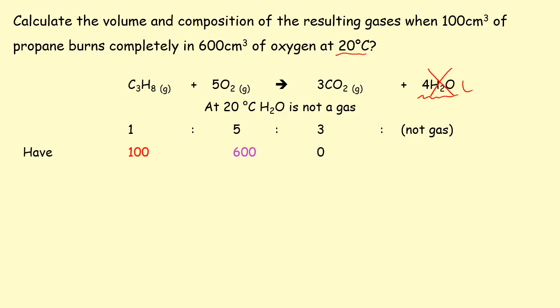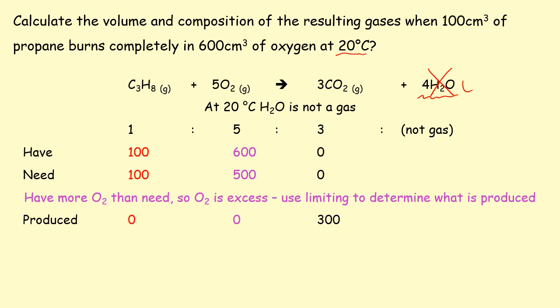From the question, we write down what we have, 100 of propane, 600 of oxygen, and then we take our small number, our 100, and use the mole ratio to work out how much we would need of the other chemical. So if we need all of that 100 and it's 1 to 5, we would need 500 oxygen. Now this is where we need to work out which one is limiting, which one is in excess. Well, we have more oxygen than we need, so oxygen is in excess. We use our limiting one to determine what we produce.